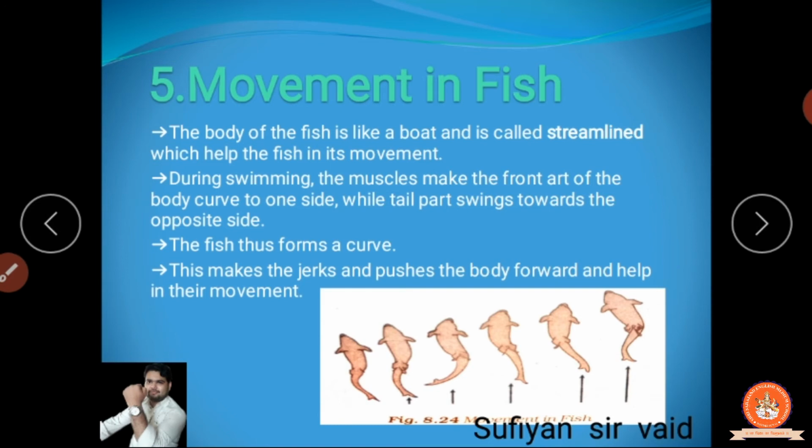Now, amazing things about fish: how the fish moves, or the movement of fish, or we can say how the fish swims. The body of the fish is like a boat and is called streamline, which helps the fish in movement. The body of the fish is a streamline structure.